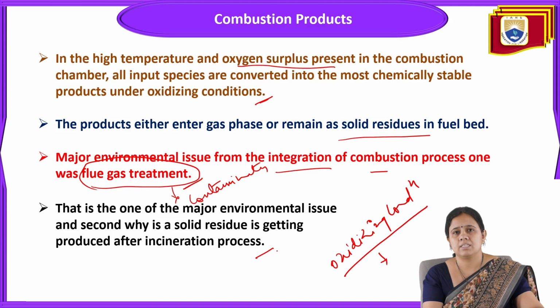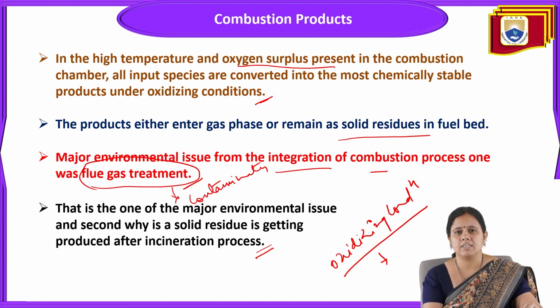The second thing is why solid residue is produced after the incineration process. In this flue gas characteristics and treatment topic, two points are the main concern from the environmental point of view. First, why this flue gas is generated and how to treat it. Second, why solid residue is produced after the incineration process. All this we study under the combustion products.